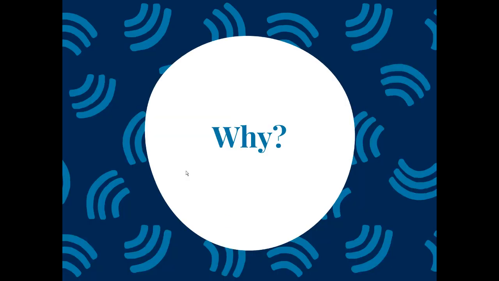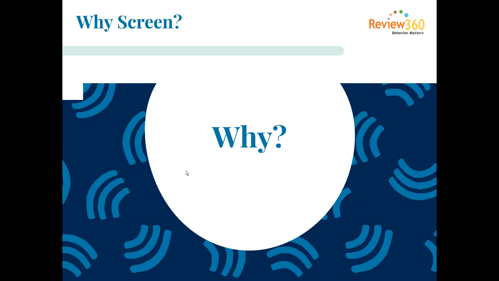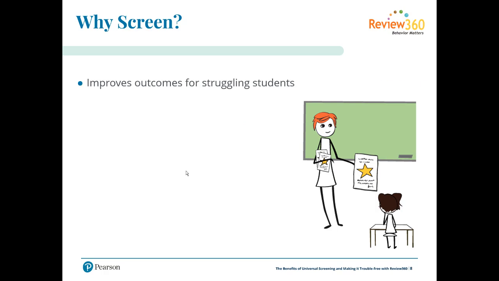Okay? So the first question we're going to look at is why. Why are we going to screen? Well, we're going to screen because it's going to improve outcomes for struggling students, because now you know something is happening in their lives, whether it's external, internal, adaptive skills, motivation. You'll see all those coming up later. But why are we doing this? Because our ultimate goal is to improve the behavior of kids who are struggling. Kids are struggling, we want to improve it.